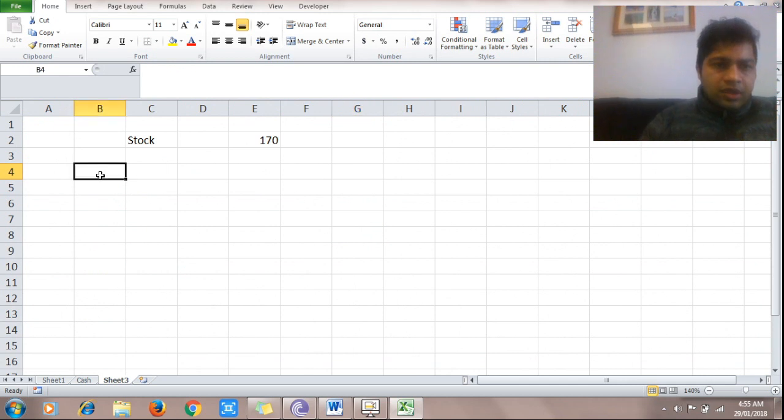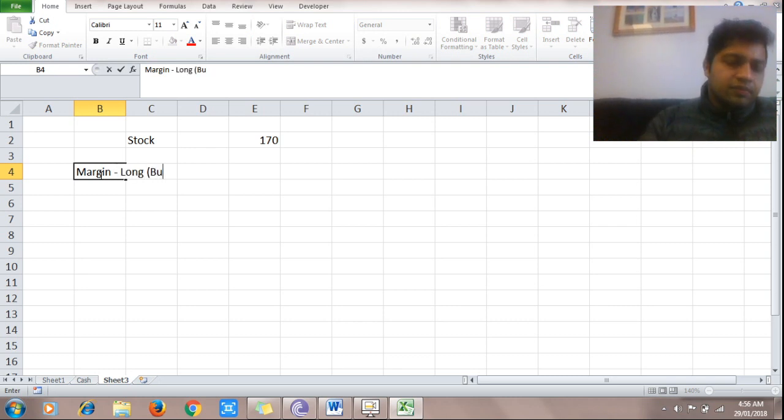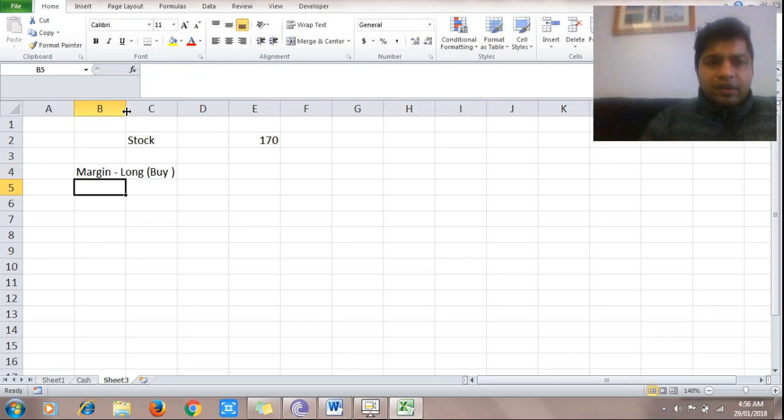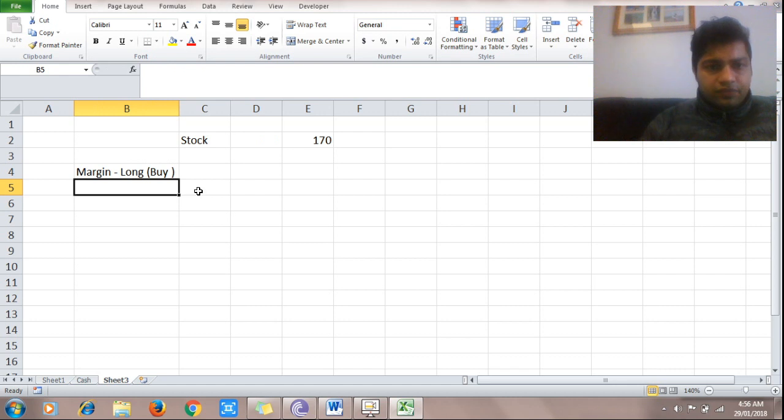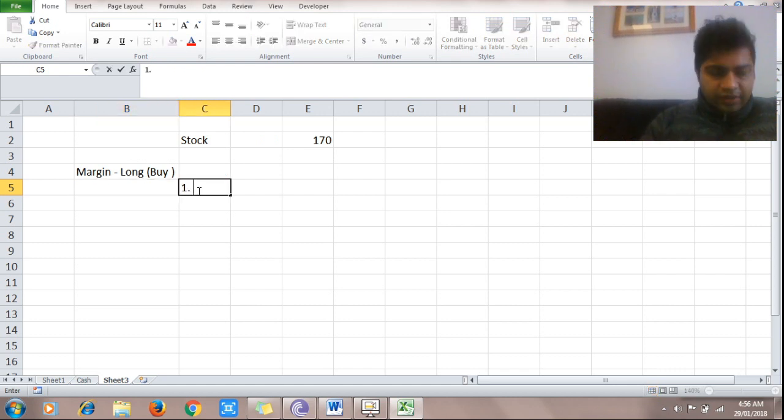Okay, first trade that we are going to do is a margin long trade or a margin buy. So what happens in a margin long trade? First point, you do not have to invest the entire amount to get into the stock position. You just have to invest initial margin.